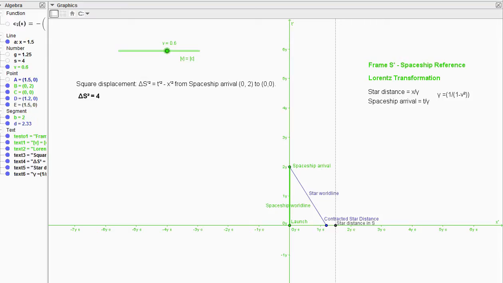This is instead the space-time of the S-prime reference of the spaceship, which moves uniformly with the velocity v relative to the Earth reference shown in the other graph. This reference moves so that the relativistic effect should be taken into account. This is the spaceship and the astronaut world line.